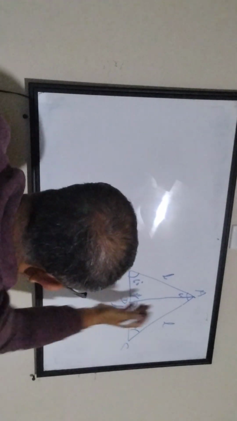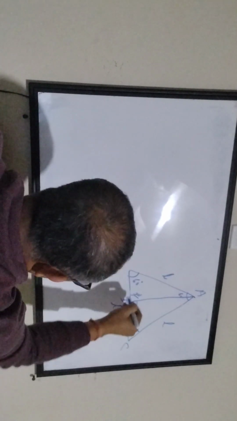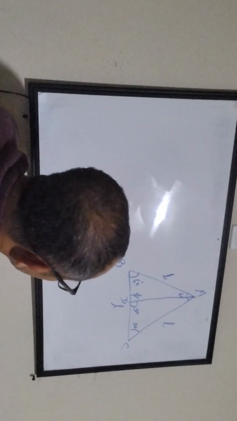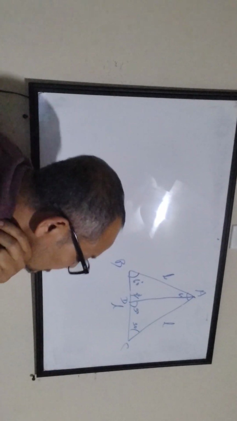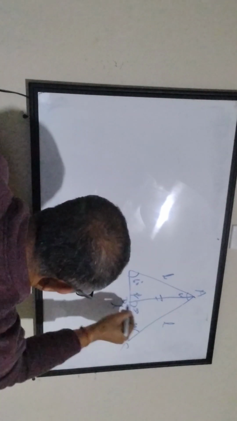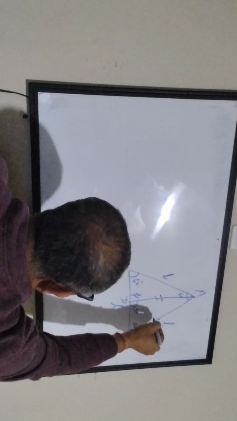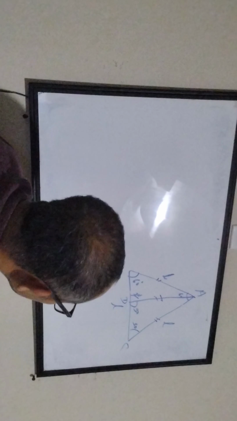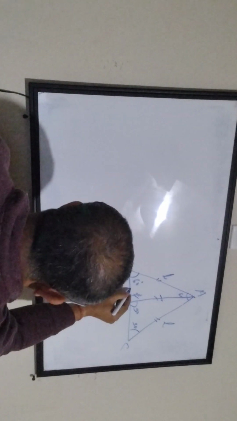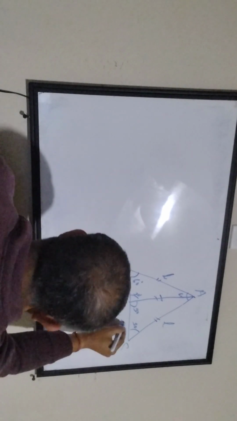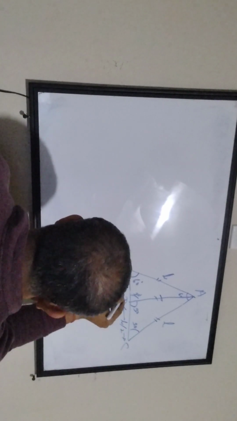So what we see is that the triangles ABD and ADC are both congruent, because both are right-angle triangles, this side is common, and the hypotenuse is also the same. So these two are congruent. From that we find this length is L by 2 and this length is L by 2, meaning from here to here is L by 2, and here to here it is L by 2.